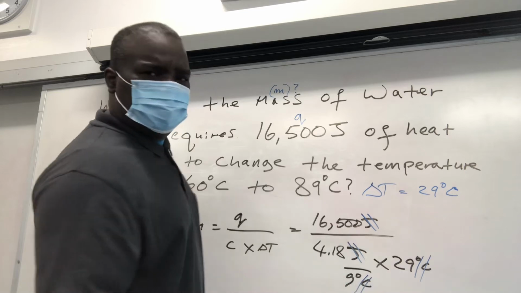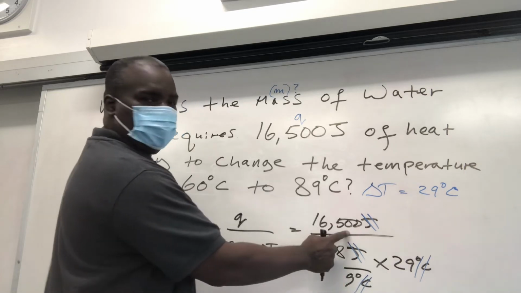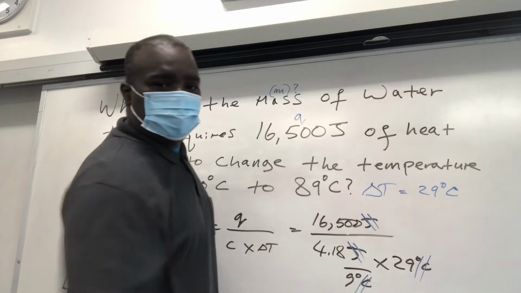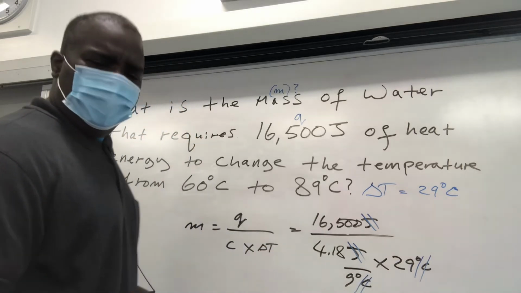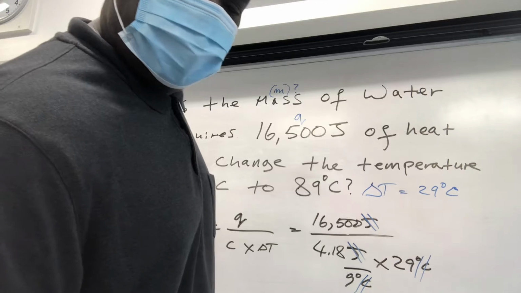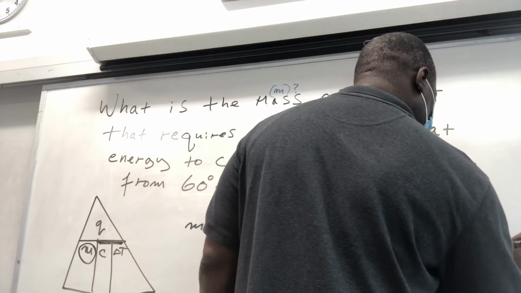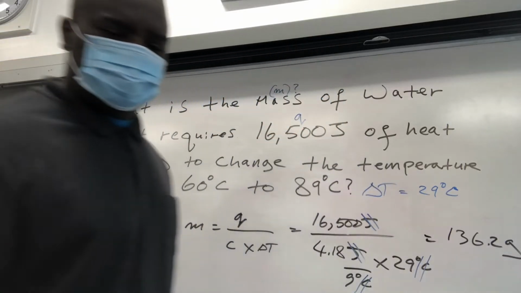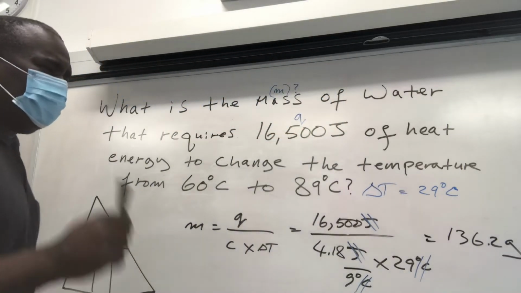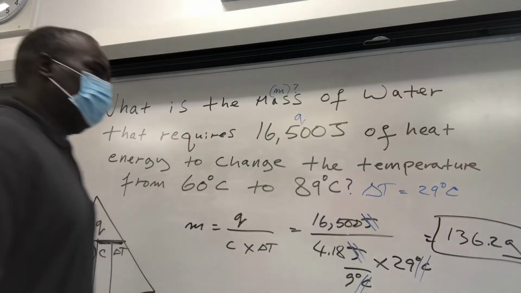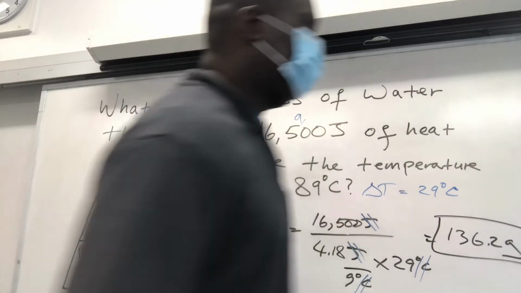Now what you can simply do, guys, is take your 16,500, divide by 4.18, and divide again by 29, done. Okay, so the answer I got for that is 136.2 grams. Okay, so check it out, do that problem, and see if you got a corresponding answer. Okay, no problem. Alrighty, let's do one more.